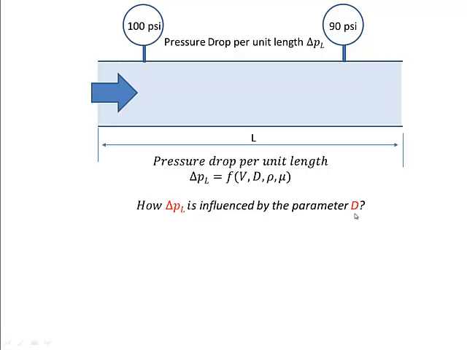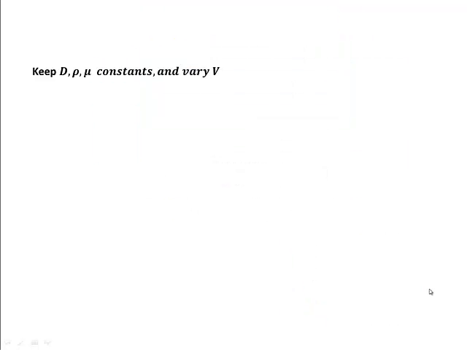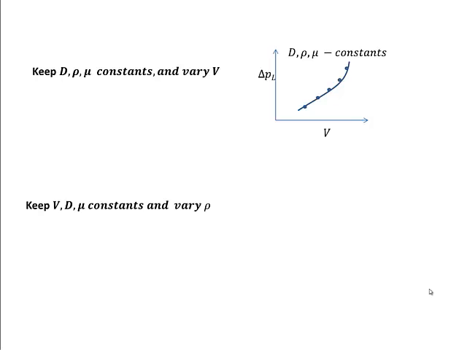For example, keeping V, ρ, and μ constant, we can measure pressure drop in pipes with different diameters. Intuitively, we can imagine that pressure drop will be less in pipes with larger diameters. In a similar fashion, we can keep D, μ, and ρ constant and change the mean flow velocity V, or keep V, D, and μ constant and vary the density. The experimental data shows that the pressure drop increases with flow velocity and density.